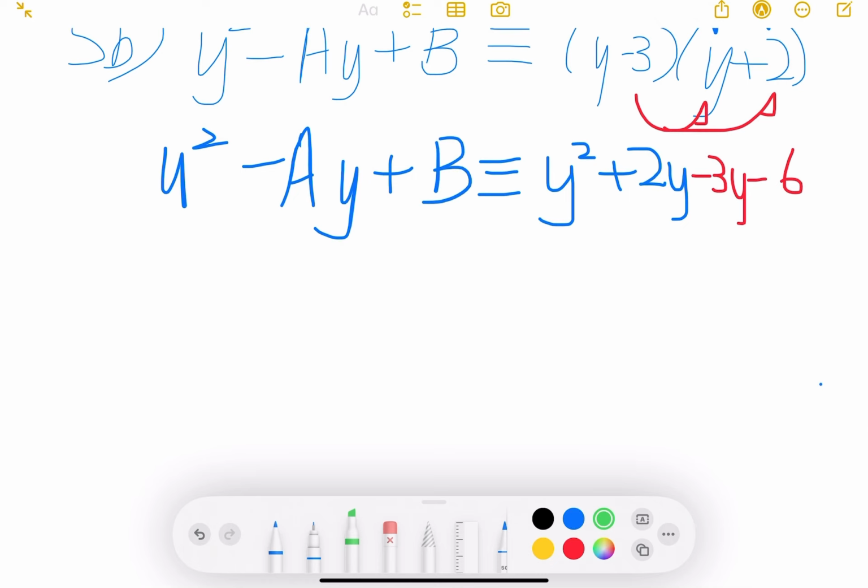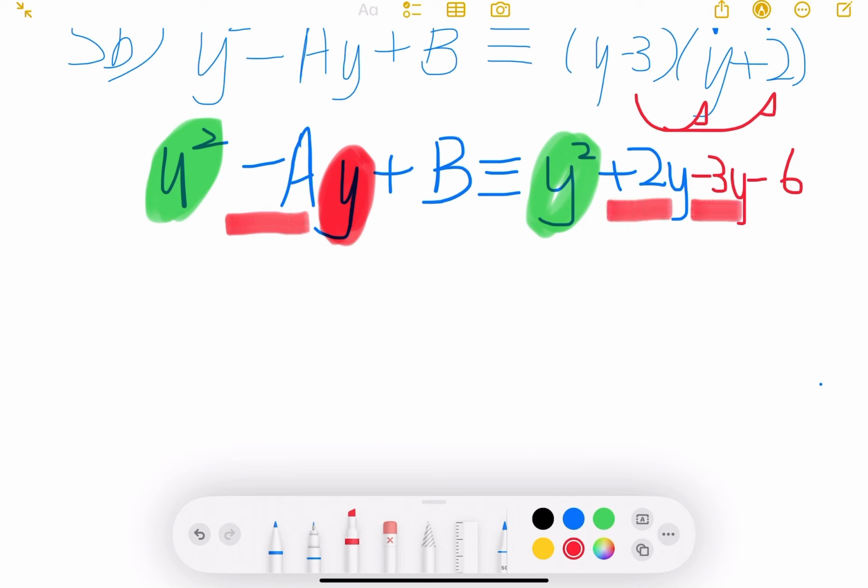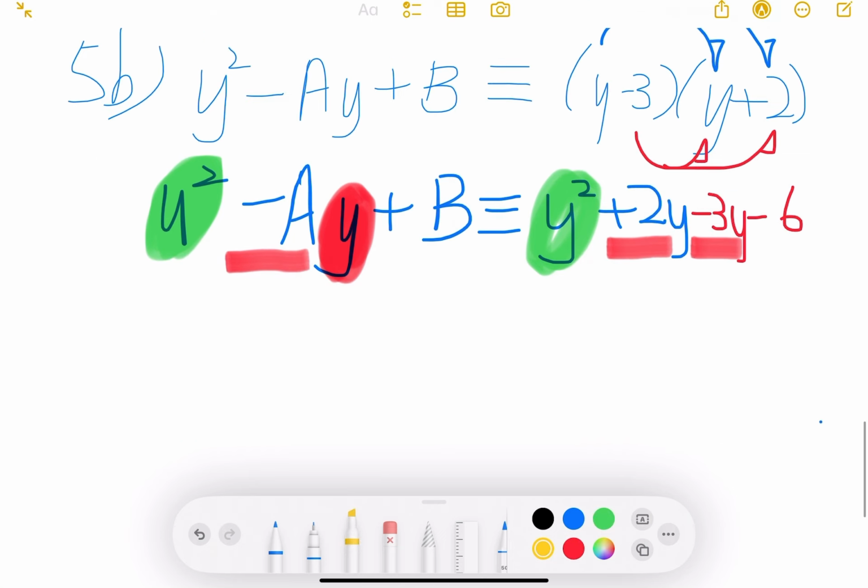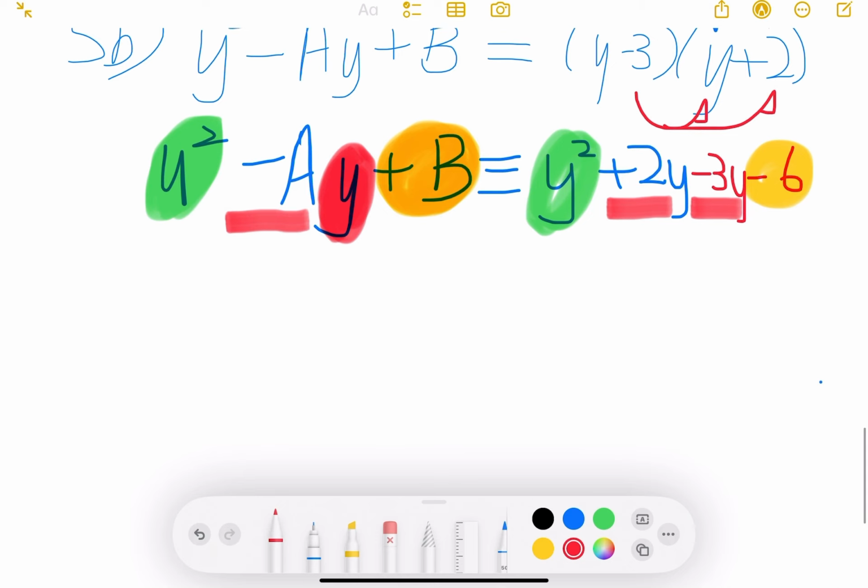The next step is to compare everything. The y squared compares with the y squared, they're already the same. The y's compare with the y's. And the last one, the constants, compare with the constants. Constants seem easier, right? Or do you want to go in order? Okay, go in order. y squared and y squared, both sides are the same, so you can just directly cancel them out. No need to do anything with it.